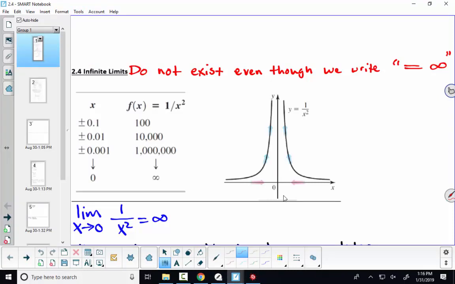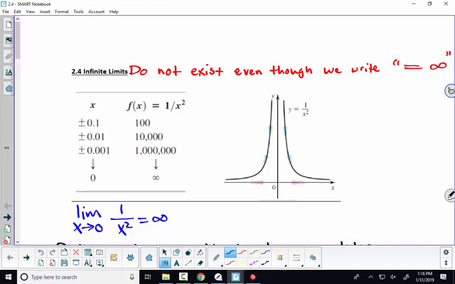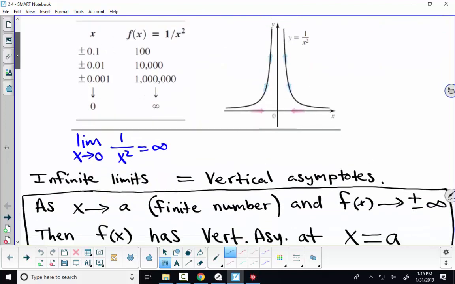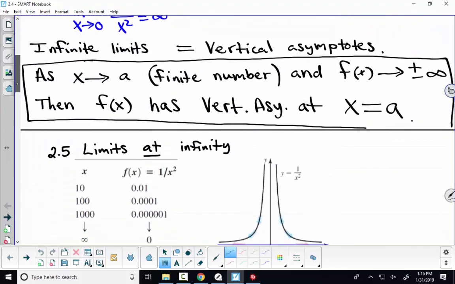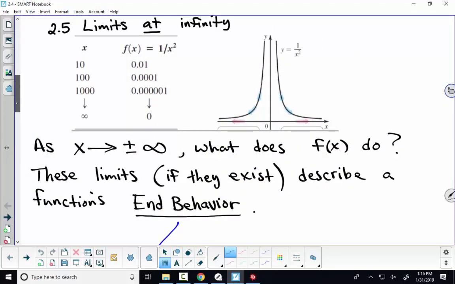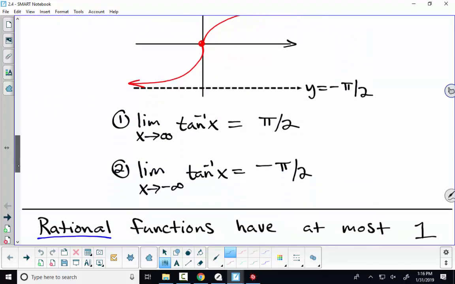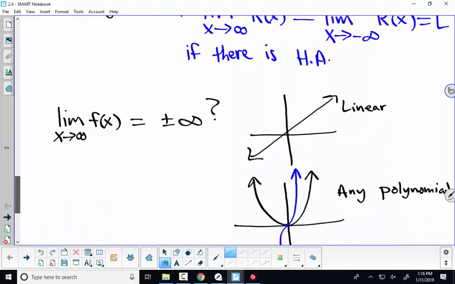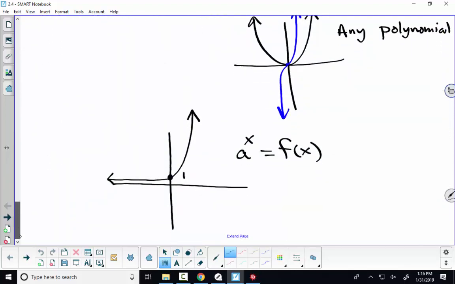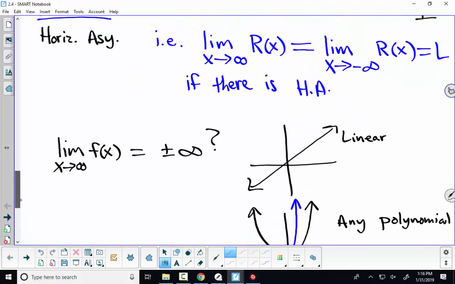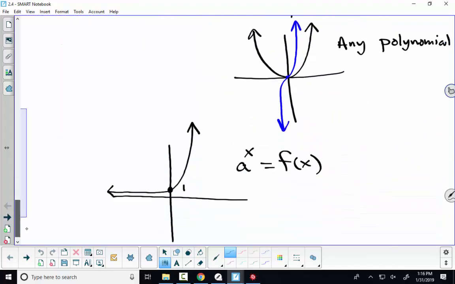We left off here in 2.4. We're discussing, basically we were just giving an overview of 2.4 and 2.5 is what we were talking about. So 2.4 were limits at infinity, telling us where vertical asymptotes are. 2.5 limits at infinity, which tell us the end behavior where the horizontal asymptotes are. And then the rest of this right here was just discussion about linear polynomials and exponentials.